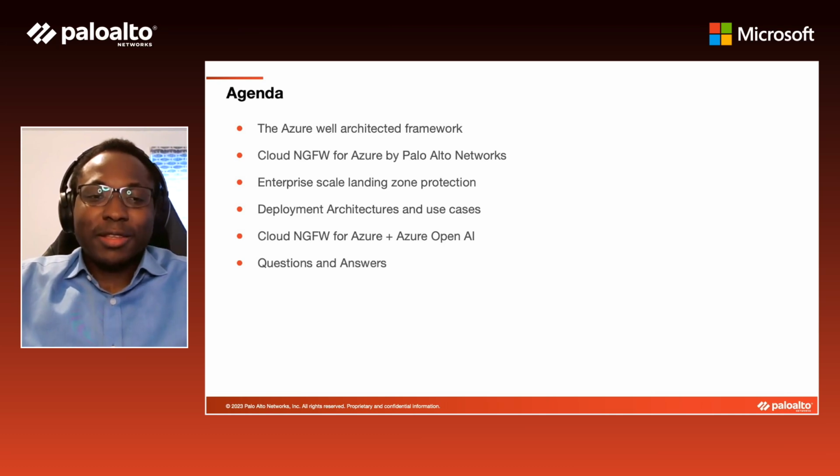Here's the agenda for today. Farhan will walk us through the Azure well-architected framework and security in the Azure cloud. We'll then cover the Cloud Next Generation Firewall for Azure Service by Palo Alto Networks and how it can be used to secure your enterprise landing zone at scale. We'll discuss deployment architectures and use cases and what we're doing with the Cloud Next Gen Firewall and OpenAI. And we'll spare some time at the end for questions and answers. So I'll hand over to Farhan to walk us through the Azure well-architected framework. Over to you, Farhan. Thank you, David.